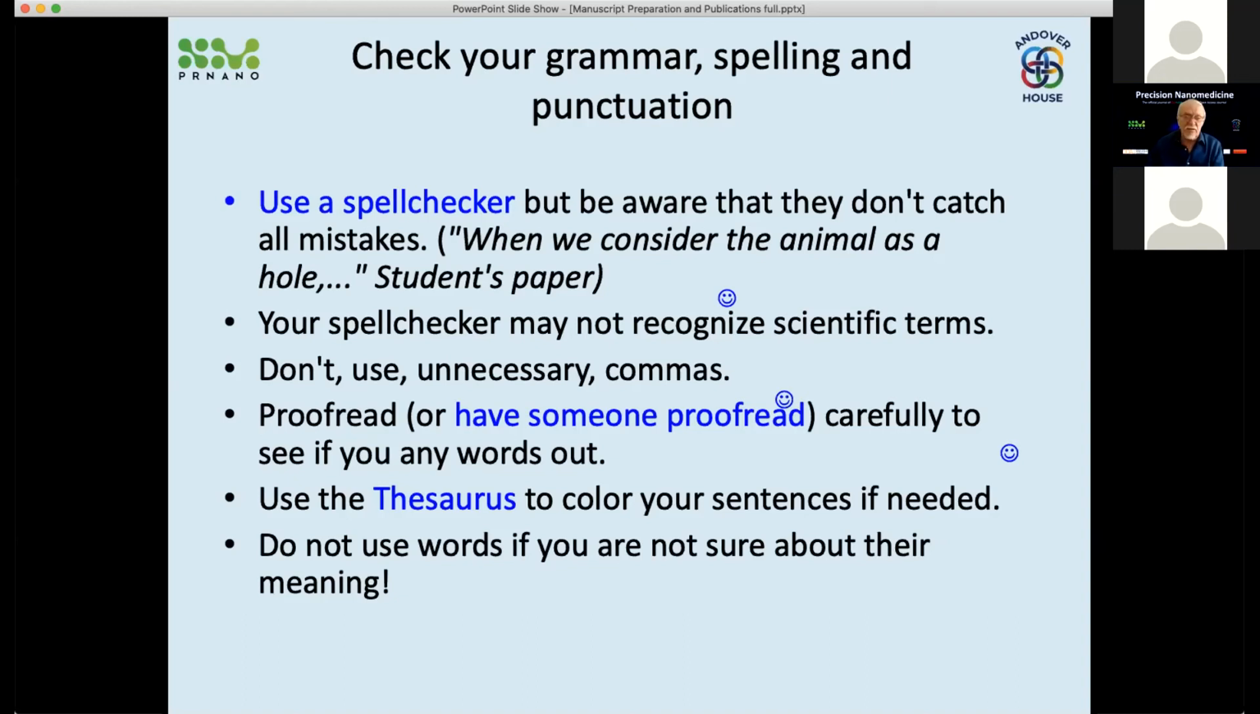Same applies to commas. Don't use unnecessary commas. Proofread, or better, have someone else proofread to see if you left any words out. Use the thesaurus as I recommended it, and do not use words if you're not sure about their meaning.